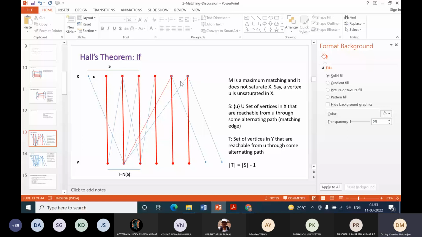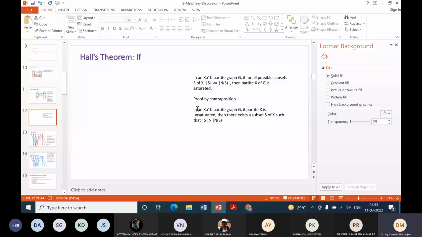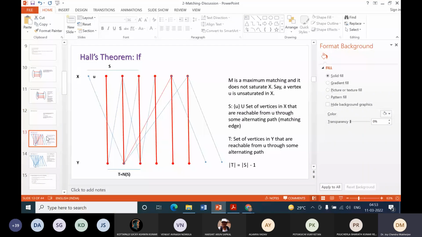Okay. So we have to prove that in an XY bipartite graph G, if partite X is unsaturated, then there is a subset. To prove it, we assume that this XY bipartite graph has a maximum matching M, and in spite of being a maximum matching, it does not saturate X. So M is a maximum matching and it does not saturate X. Say a vertex U is unsaturated in X.